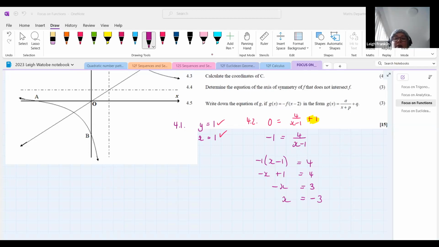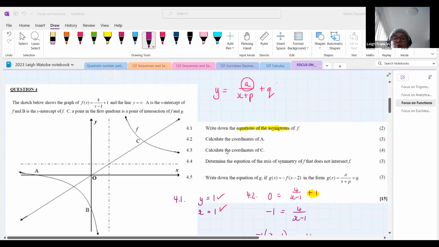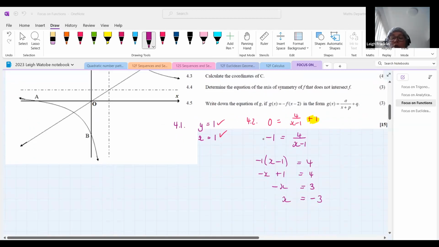Okay, yes, I agree. Right, did they say coordinates? Calculate the coordinates. So again, they want coordinates, give them what they ask for, and then they cannot take any marks away from us. Okay, it's all right, Gugu, that happens. Okay, but that's where we went wrong.